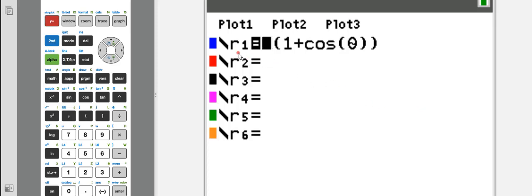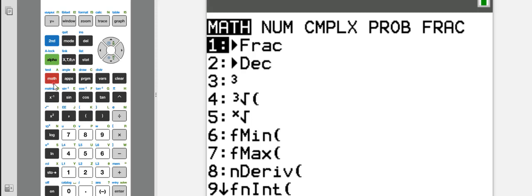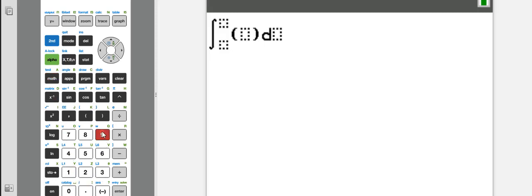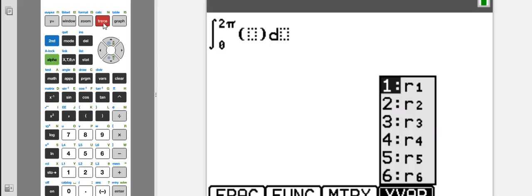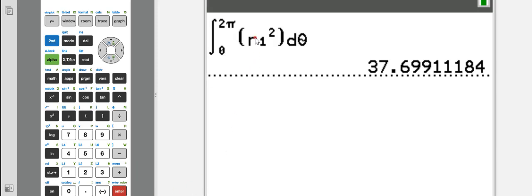Now note that our R1 is 2 quantity 1 plus cosine theta. So go to the home screen and press math. You have to find the function integral, so press 9. Now we're going from 0 to 2 pi, and we are going to choose R1. So press alpha, trace, and click number 1 for R1. You need to square that, and then it's going to be d theta. Press enter. And remember, we have to divide that by 2 because we didn't put 1 over 2 in front of it. So divide by 2.